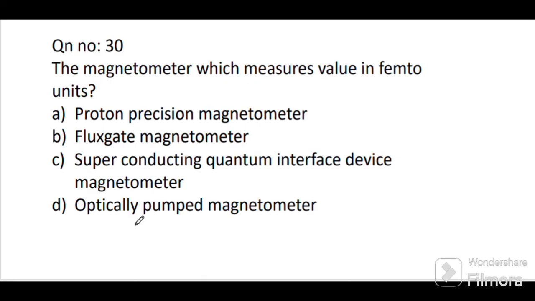Question number 30. The magnetometer which measures values in femto units. Femto is 10 raised to minus 15. The proton precession magnetometer has a precision of 0.1 nanotesla. Almost a fluxgate and all, it's around 0.01 nanotesla. While option C, the superconducting quantum interference device magnetometer, otherwise called SQUID magnetometer, measures values in femto units. So the answer is option C.